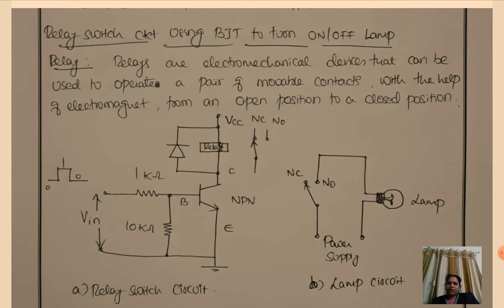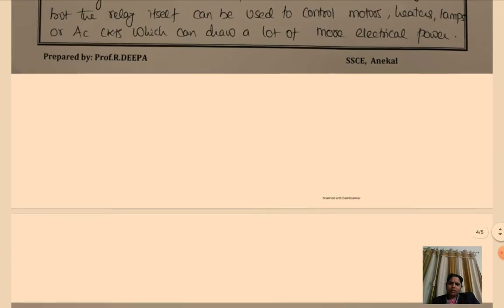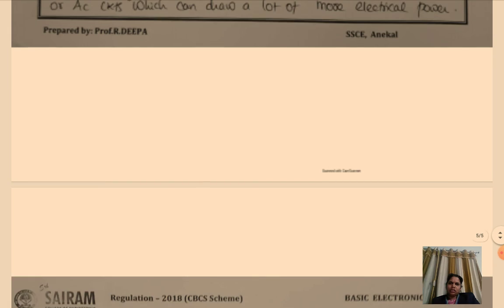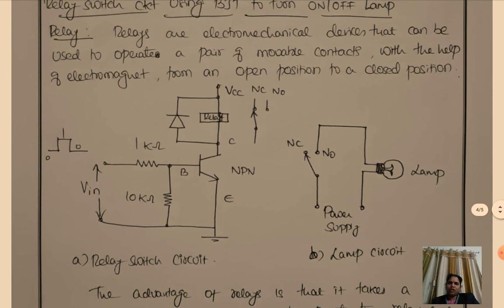So this I am going to implement with the help of an NPN transistor, and what you are observing there is an NPN transistor biased with the help of an input voltage Vin, and the current limiting resistances that I have connected here are 1K and 10K. Across the collector terminal, as usual, I am going to connect a relay, and this relay is in NC and NO, sorry, it is normally closed and normally open position.